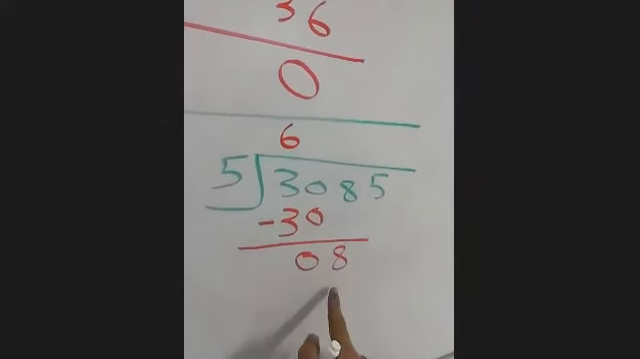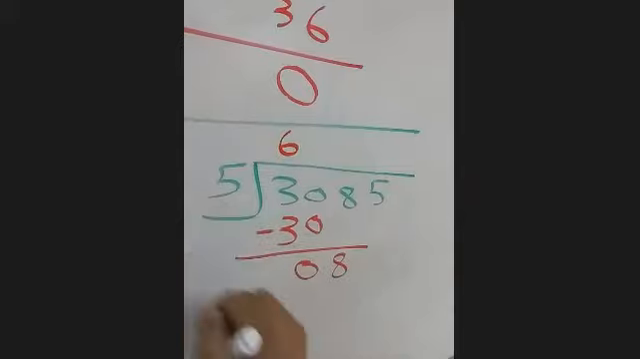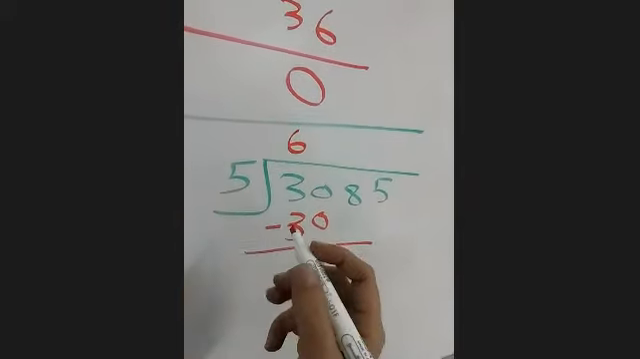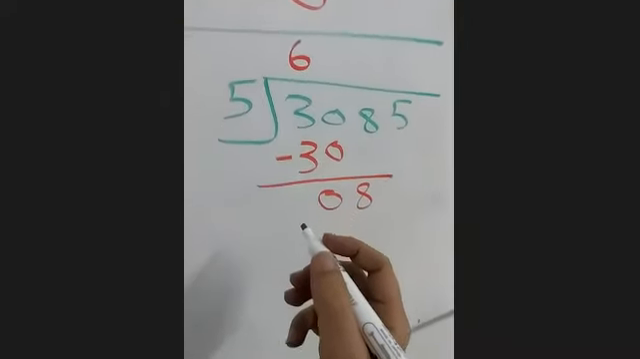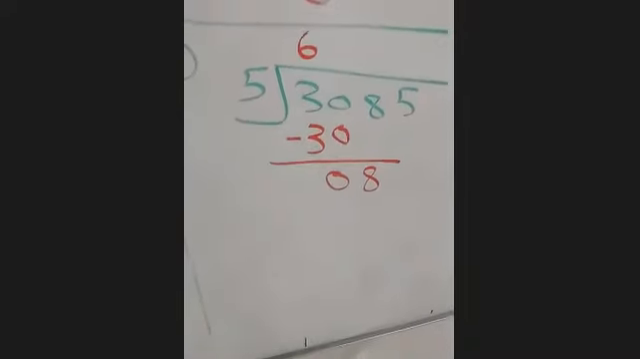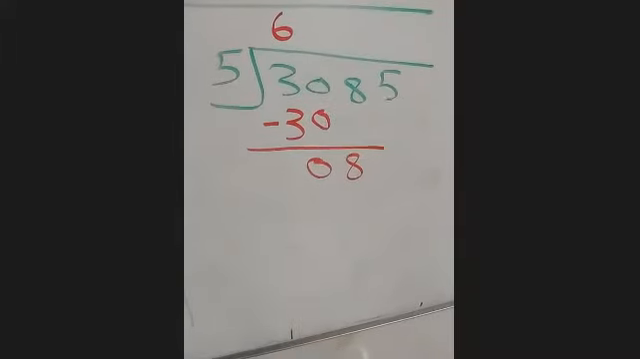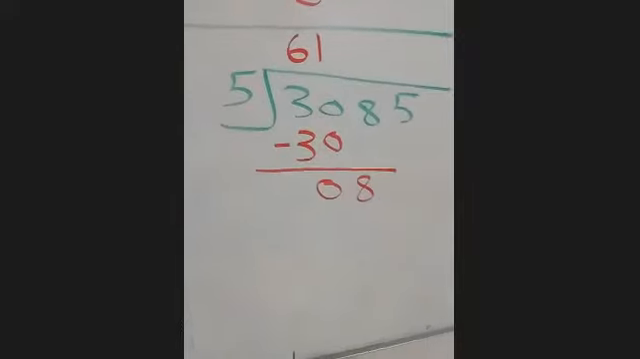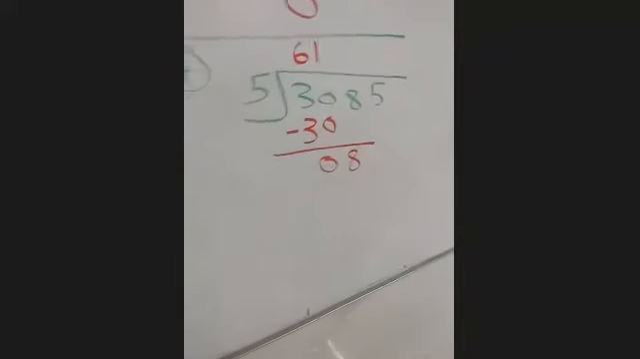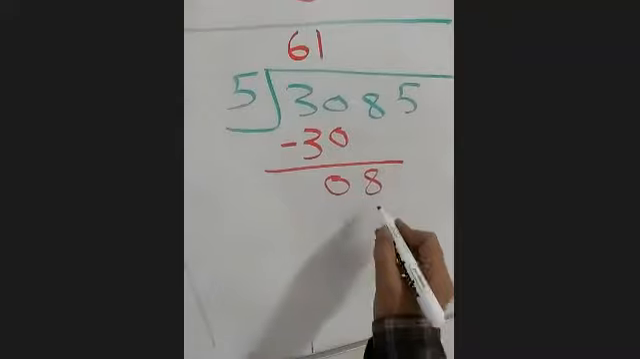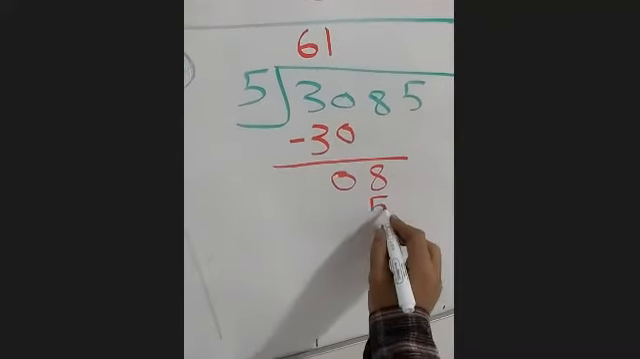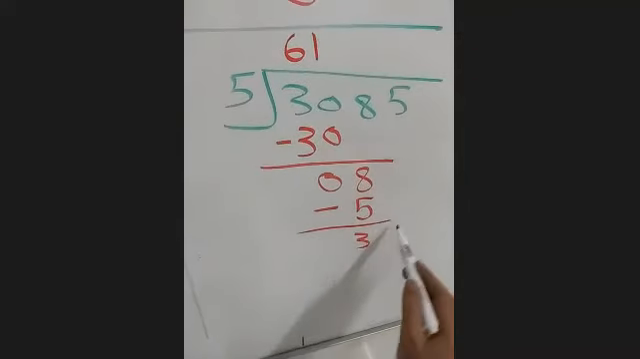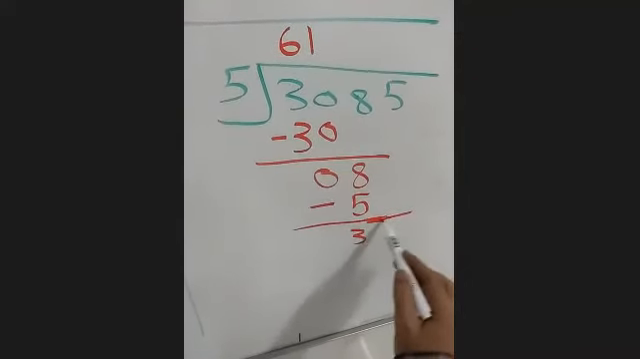8 on 5. We don't have the 8 in the multiply table of 5. So 1 multiply 5, because 2 gives 10, and 10 is bigger than 8, right? Yeah. 1 multiply 5 equals 5, subtract, equals 3. We put the 5 down.